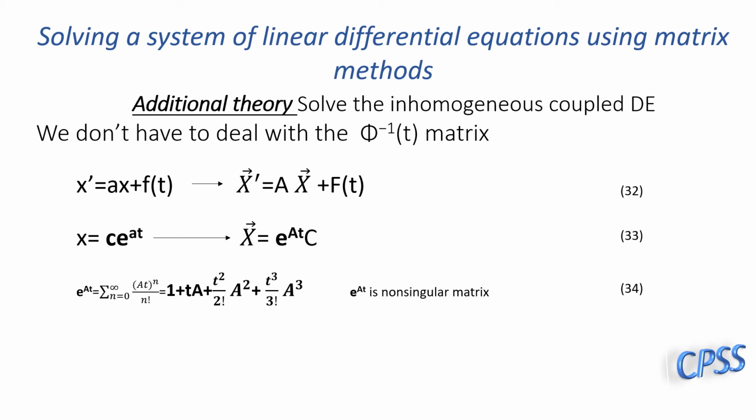And here's equation 34, the series representation of the matrix exponential. I don't discuss all the series properties here, but it's something you may want to look up to get a better understanding. Now we know that in this case, this is a non-singular matrix.